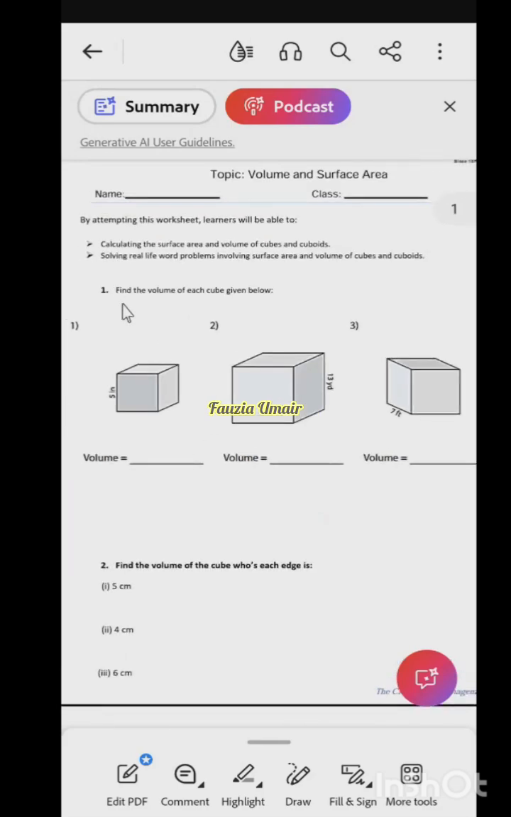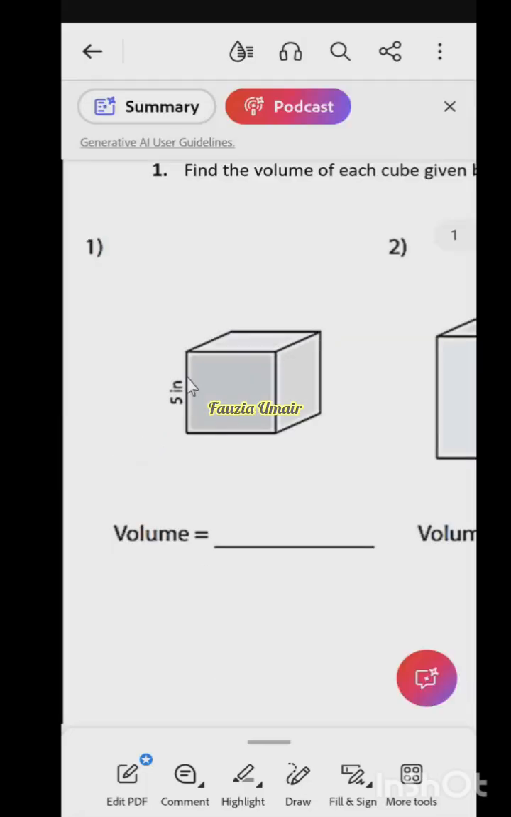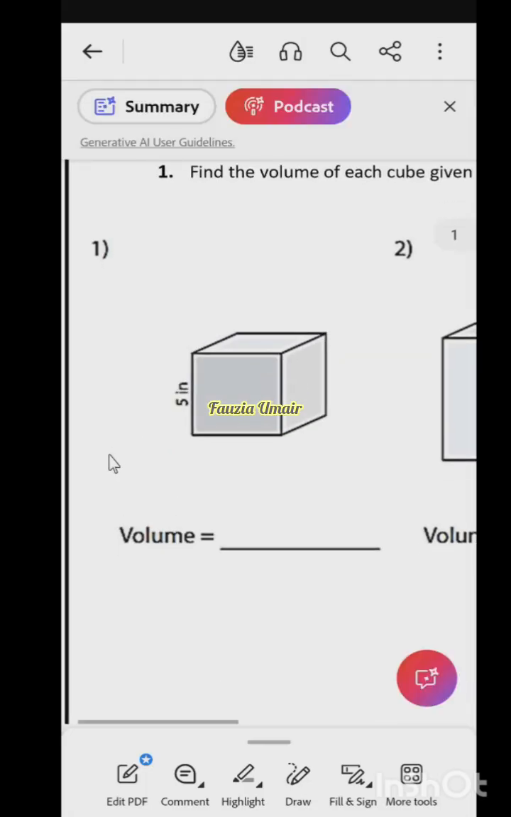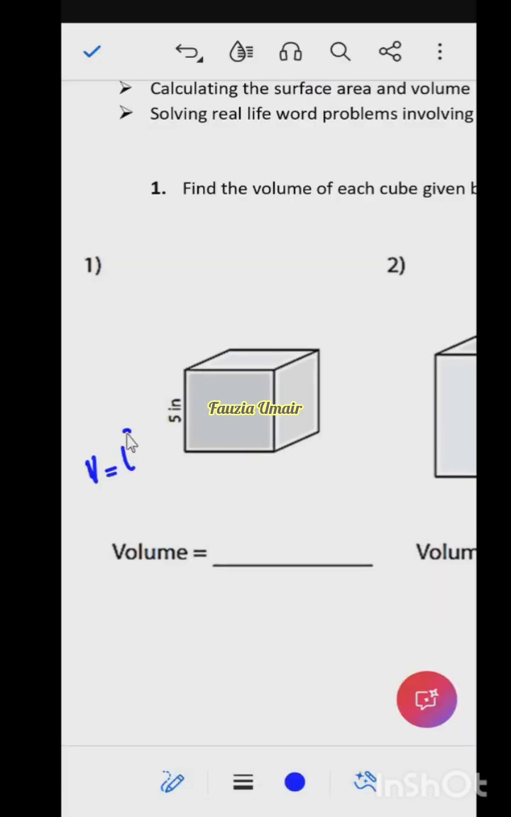The question is, find the volume of each cube given below. This is one cube having one side equal to 5 inches. So what is the formula of volume? Ma'am, L cube, length multiplied by length. So the volume is 5 cube. What does 5 cube mean? 5 multiplied by 5 multiplied by 5, right? So what is this answer? What is 5 multiplied by 5? 25. And what is 25 multiplied by 5?